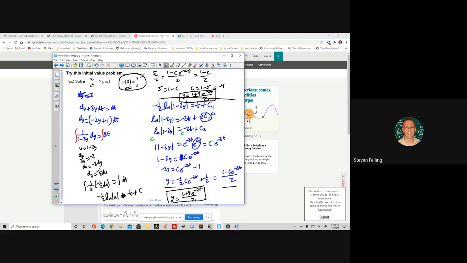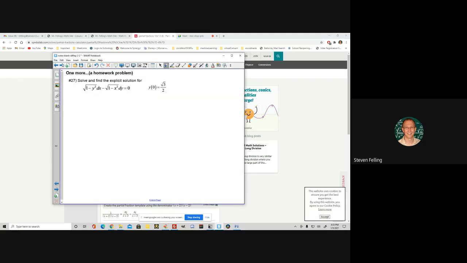Okay, and then I've got one more example here. This is one of the homework problems, but give it a try. And if you get stumped, we can look at this because there's a lot of kind of tricky stuff going on. Let me get this started for us. Solve and find an explicit solution for this given the initial conditions. So we'll start with this.